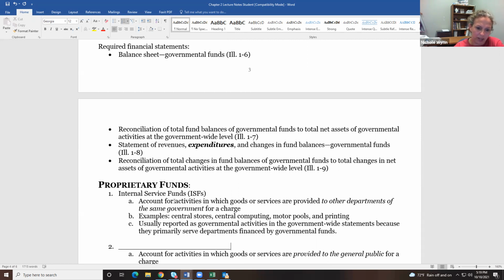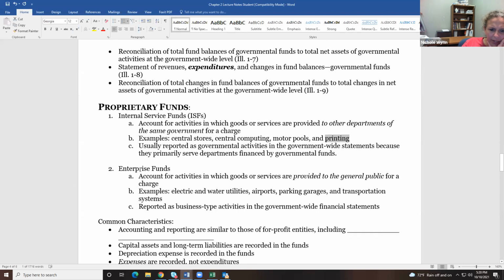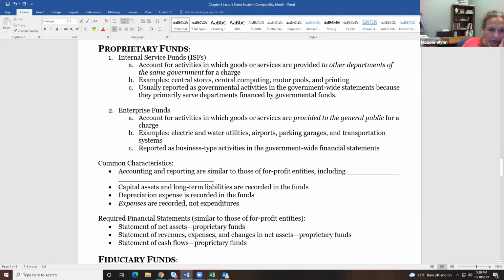Okay. And then these are the enterprise funds. Okay. And so internal service are only staying within the government. And so maybe fixing cars, maybe a printing service that's printing only within the city or whatever. And then enterprise funds are like water bills, airports, parking garages, that kind of stuff, public pools. So common characteristics, they are going to use regular accrual basis of accounting. And so they'll use full accrual basis accounting.